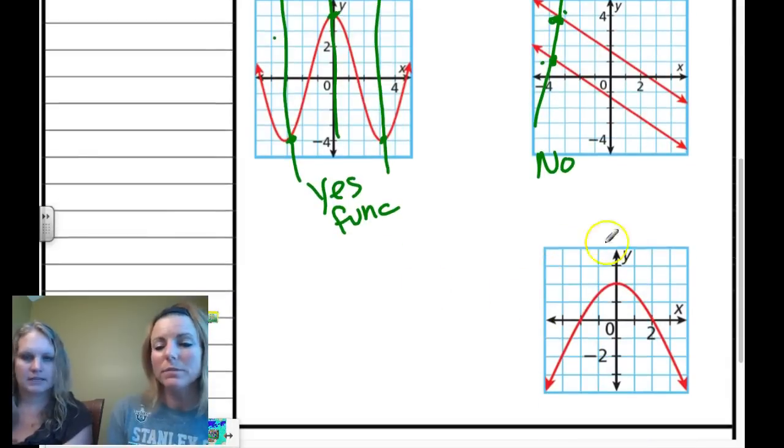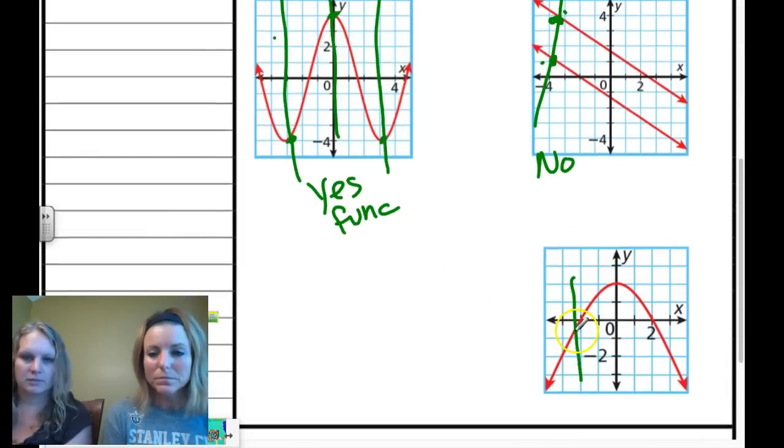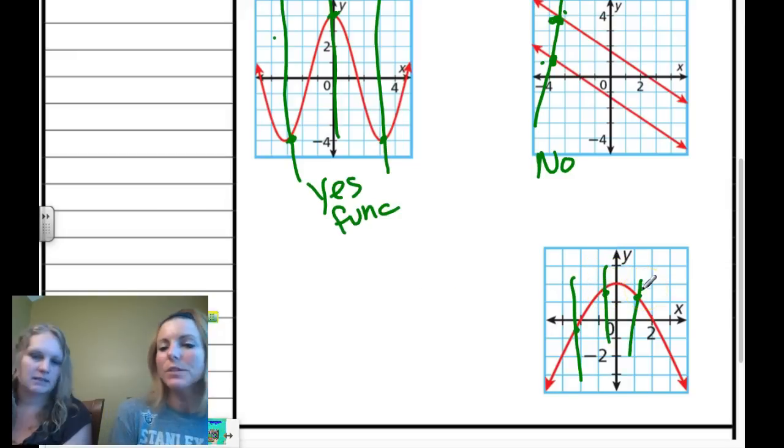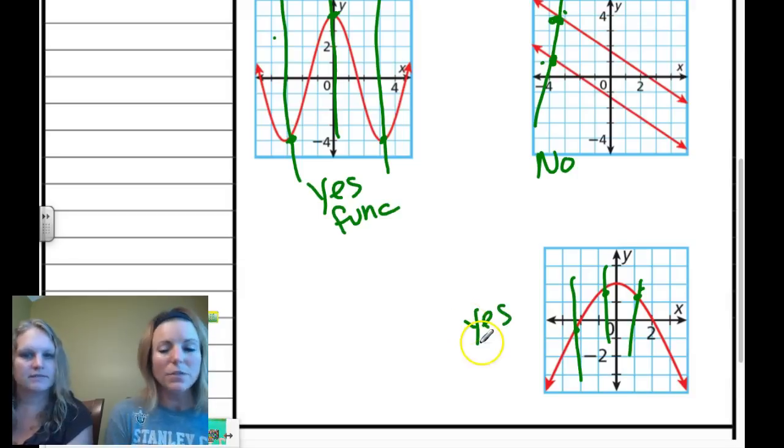And the third one. If I drew a line anywhere, it touches in one spot, touches in one spot, and if we do it again, it touches in one spot. It's always going to touch in one spot. So yes, it's a function.